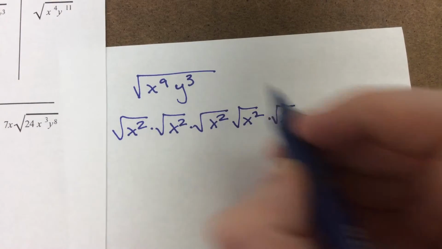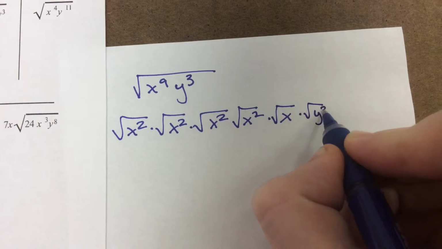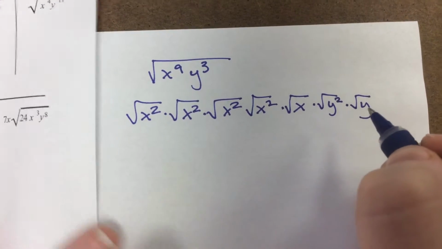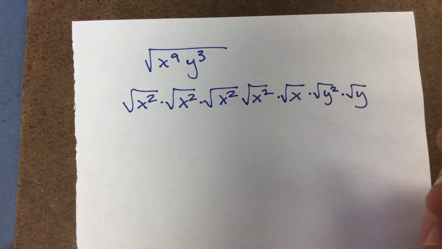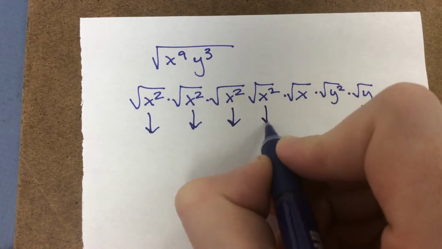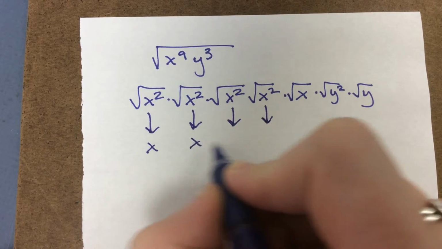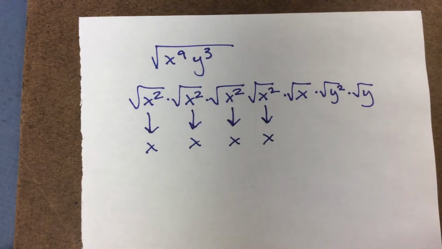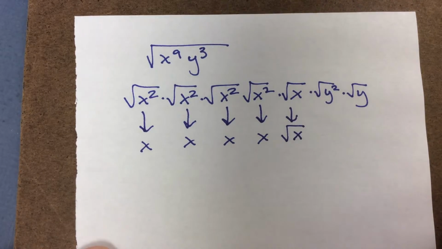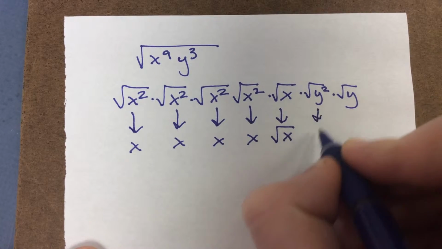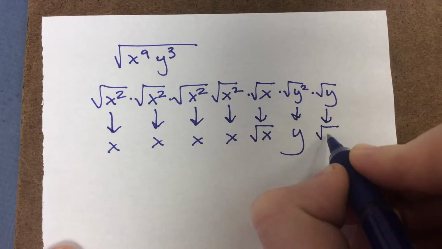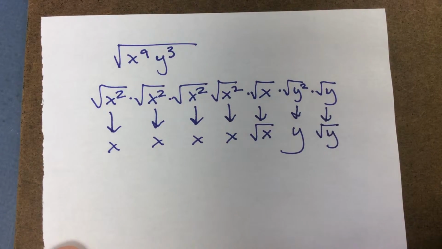Then we break apart this y cubed. So we got a y squared, and we have another y. So again, all these are still under the square root because we haven't simplified it. The square roots of x squared, we all know those are x. So those all simplify to x. The square root of x does not simplify, so we leave it the square root of x. The square root of y squared simplifies to y. And the square root of y stays the square root of y.